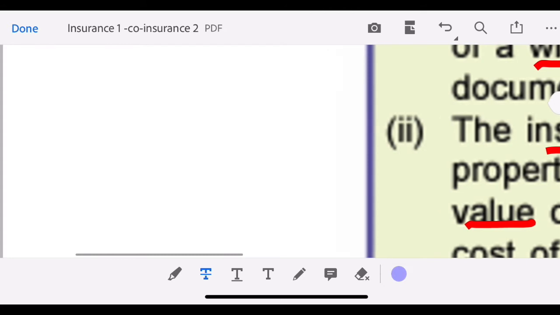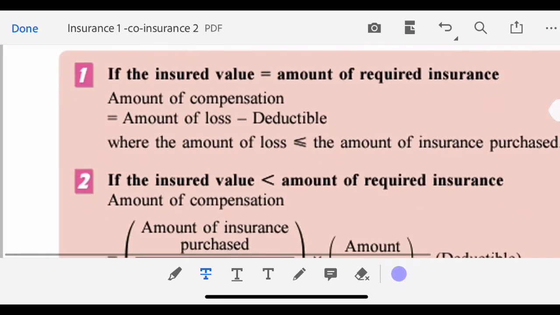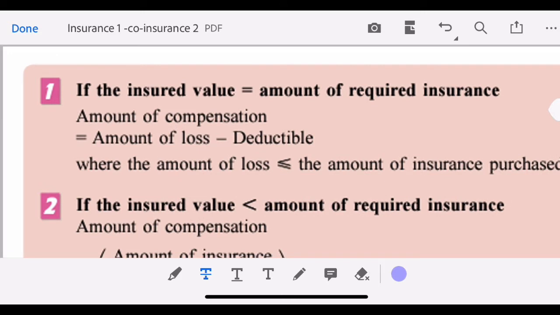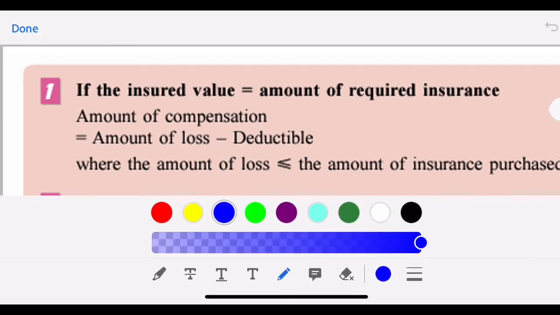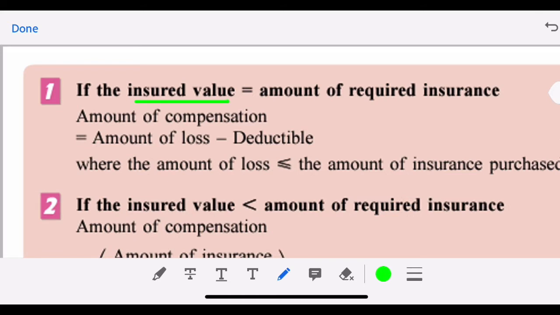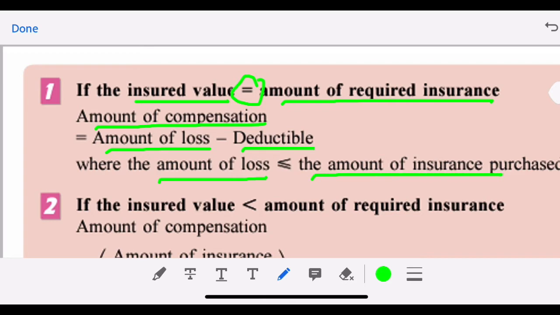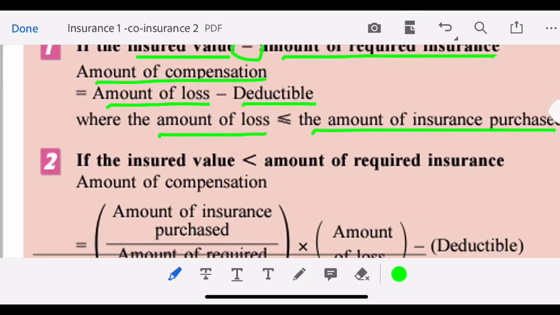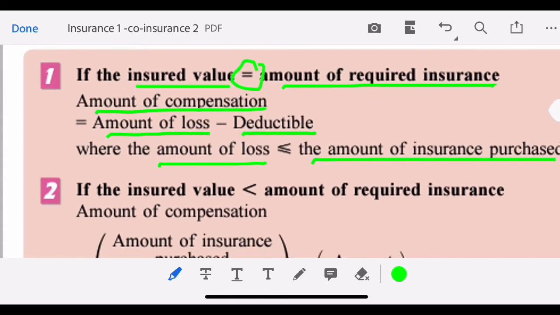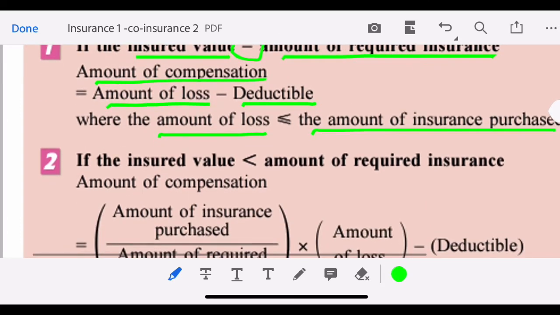Let's try to understand this. Number one, if the insured value is equal to the amount of required insurance, the amount of compensation is equal to the amount of loss minus the deductible, where the amount of loss should be less than the amount of insurance purchased. This is case 1, where the insured value is equal to the amount of required insurance.